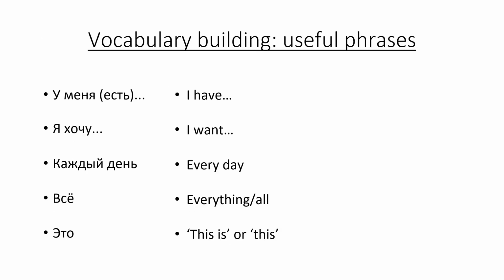Here are just a few really useful phrases in Russian for you to keep building up that vocabulary. We have у меня есть, I have. Есть is not always included in this phrase. It's usually included if you're referring to a physical object. У меня есть. Я хочу. Kind of like you're sneezing.